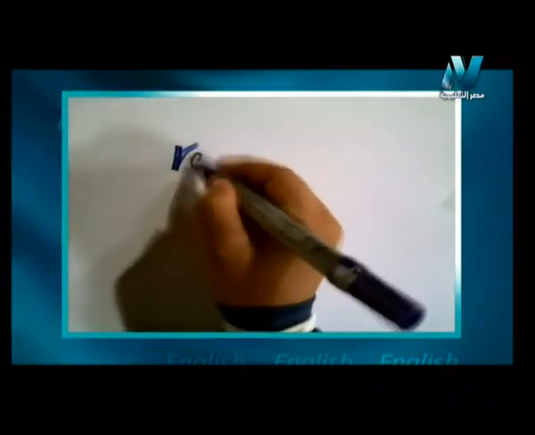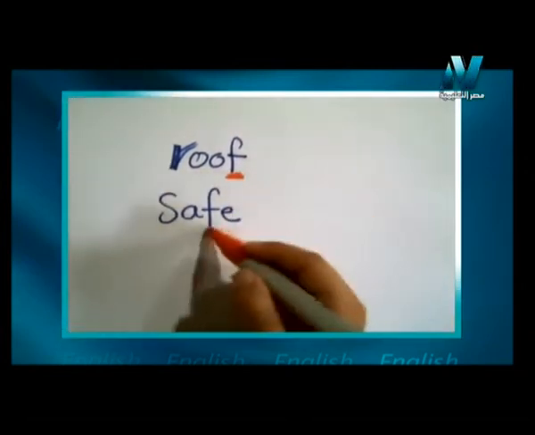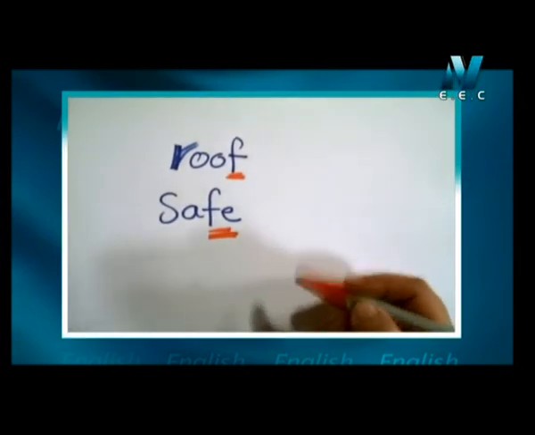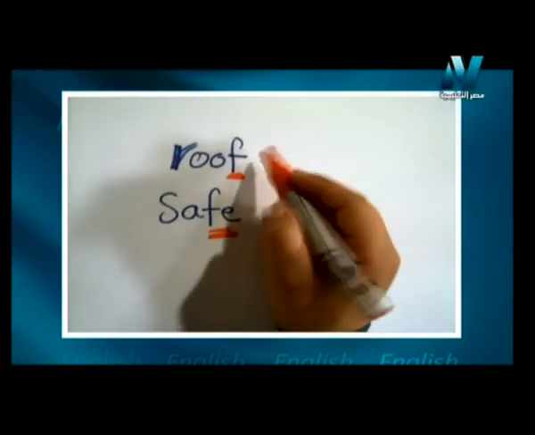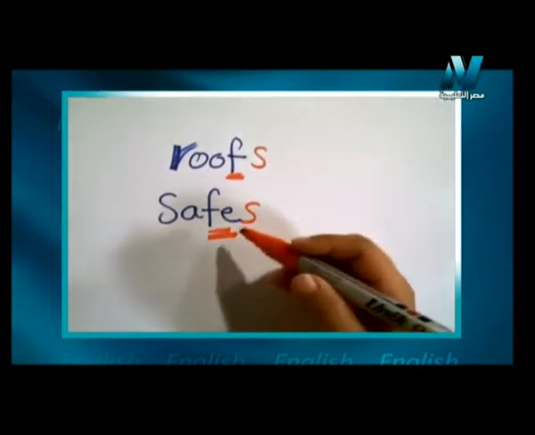Okay. But some words we add only S. Like what? Like the word roof, safe. They have F at the end and FE. We are not going to cross out the F or FE and put VES. No, we are going to only add S. Roofs or safes. Another word, which is the word scarf.